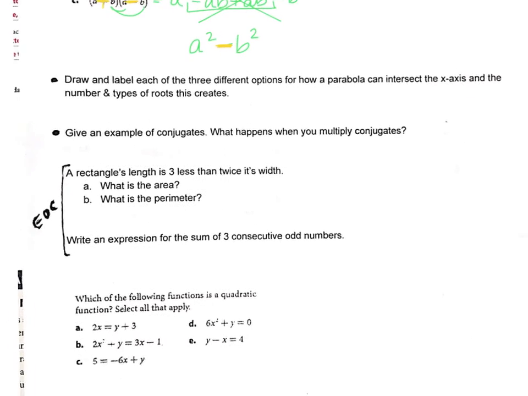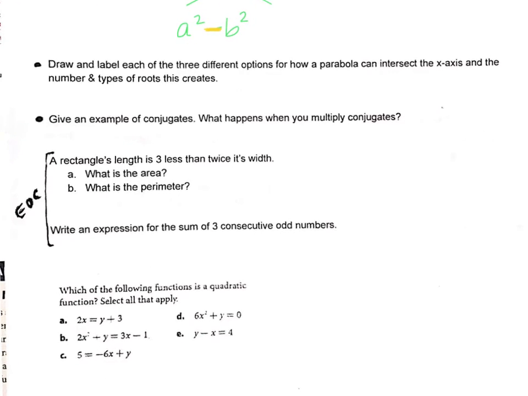All right, this set of questions down here. Draw and label each of the 3 options for a parabola and how it can hit. So remember, that's just in your notes. This is 2 real. A double is when it touches and turns. And then no real or 2 imaginary is when we're not hitting the x-axis at all. An example of conjugates, we already talked about that. You can give any example that you want to. Remember, when you multiply them, the middle is going to cancel out.